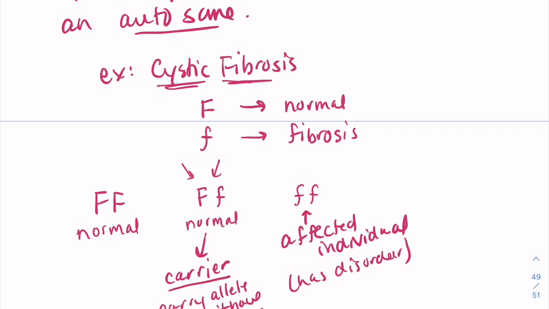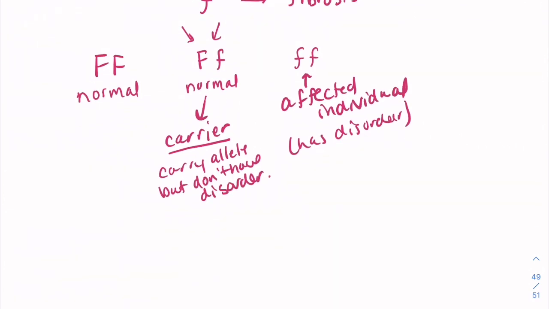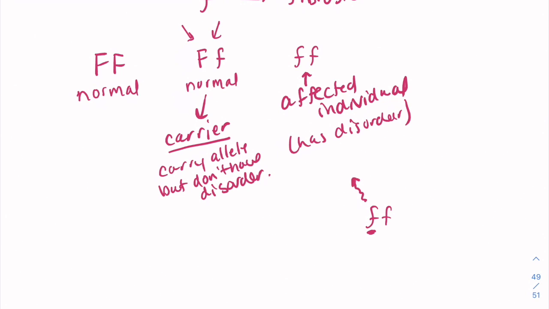Now, if someone has cystic fibrosis, what do we all automatically know about their parents? If someone has the disorder, what do we know about their parents? Where did they inherit this allele? They had to get it from one parent, let's say maybe mom. And they had to get this allele from the other parent, so dad. So that means dad had a recessive allele and mom had a recessive allele.